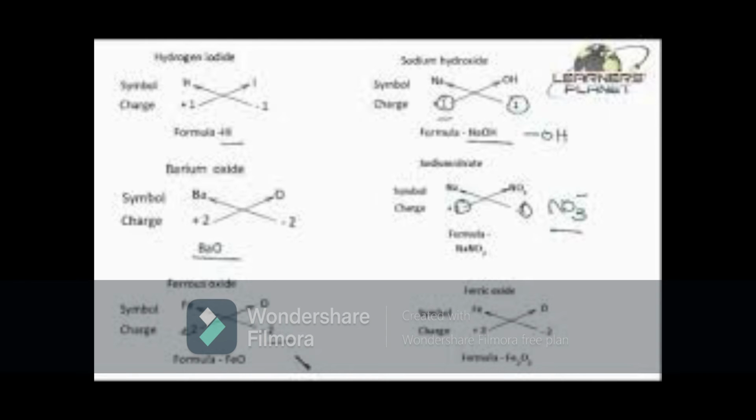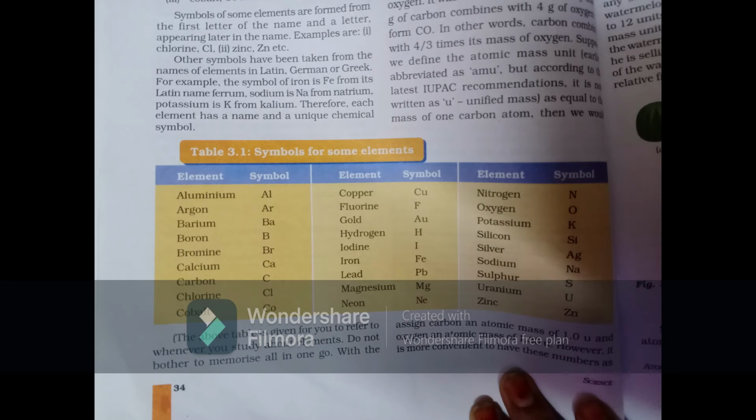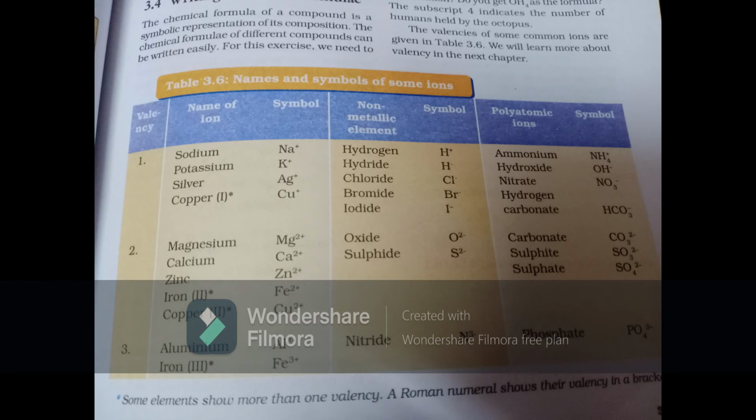Now we are going to learn how to write the formula for simple compounds. Take out your page number 38. You can see how to write the formula for hydrogen chloride. The symbol for hydrogen is H. For chlorine, the symbol is Cl. The valency for hydrogen is +1. For chlorine, the valency is -1. That means hydrogen loses 1 electron and chlorine gains 1 electron. So when you crisscross their valencies, you get H1Cl1. You cancel the 1s, so therefore its formula is HCl.